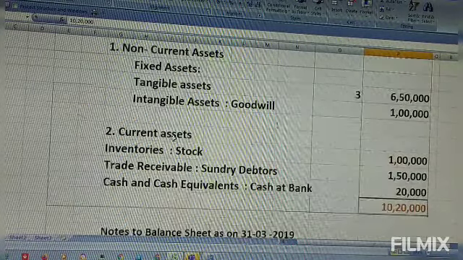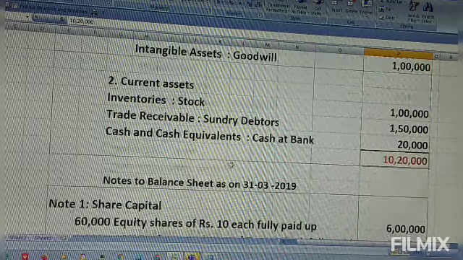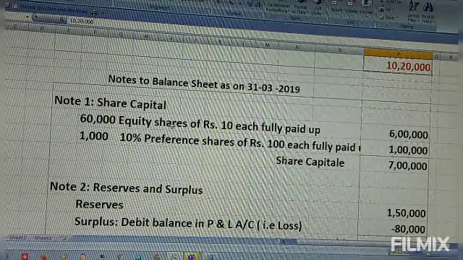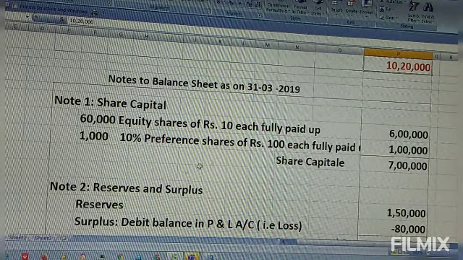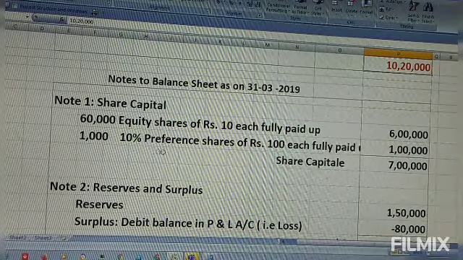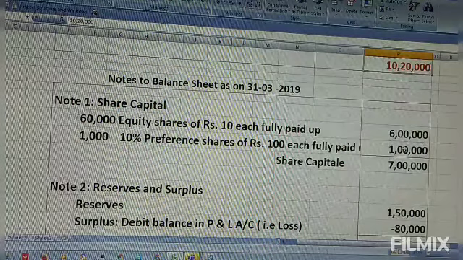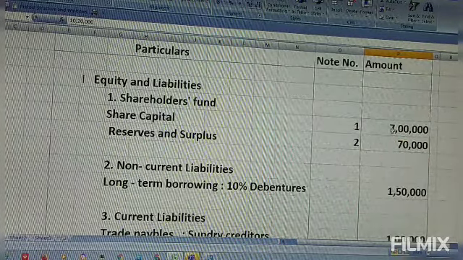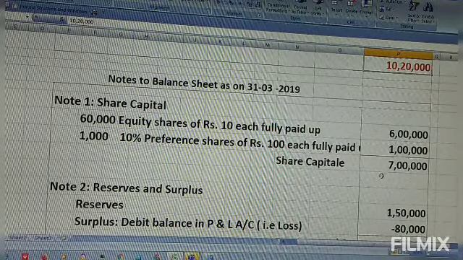Note number 1 is for share capital. Share capital, what does it consist of? We have to see. 60,000 equity shares of rupees 10 each fully paid, its value is 6 lakh, remember. And 1,000 10% preference shares of rupees 100 each fully paid, so it is 1 lakh. Total share capital is 7 lakh. You see here 7 lakh is taken from this first note number 1.